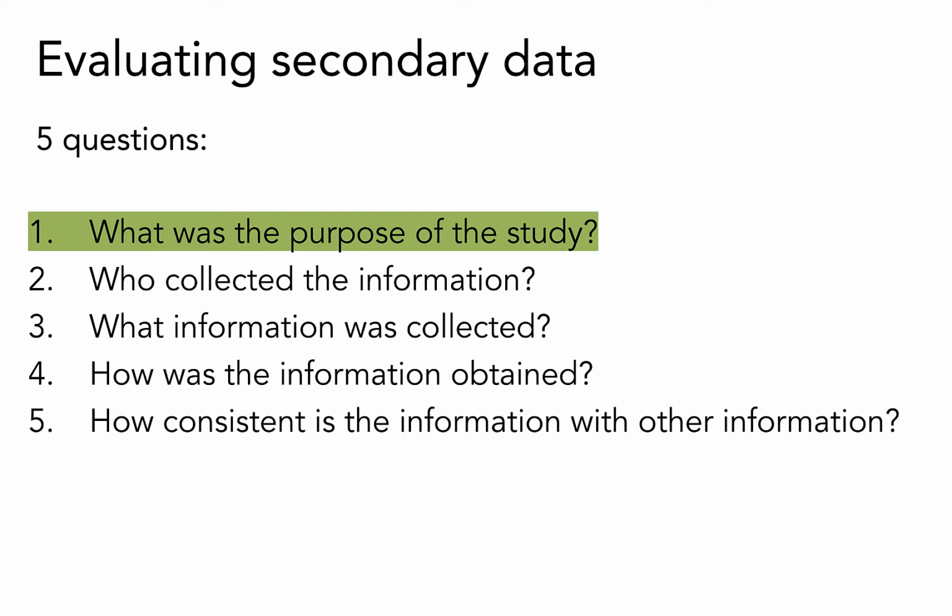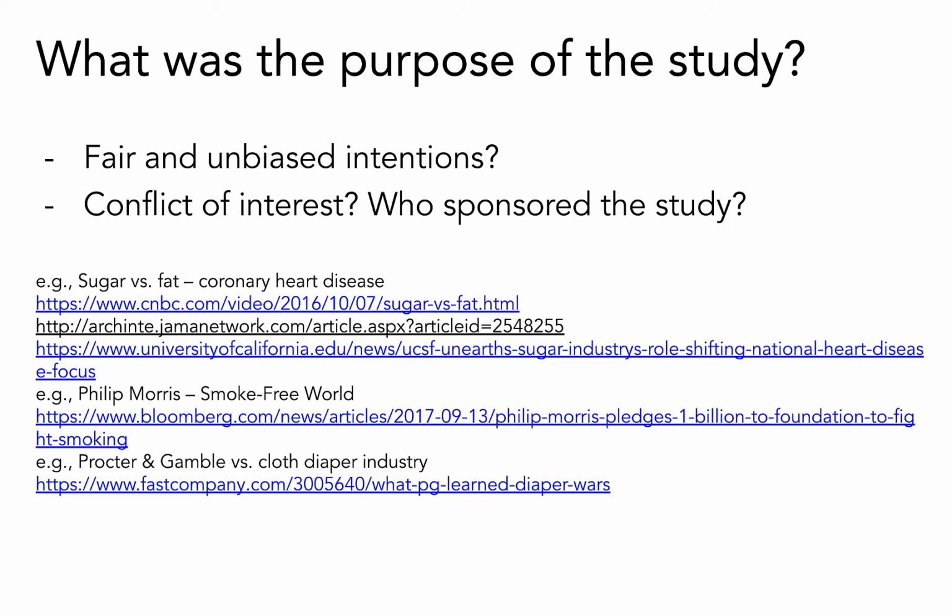And this brings me to the next questions, 5 questions to evaluate the quality of secondary data. The first thing you want to ask when you're dealing with secondary data is, what was the purpose of the study? Was there any bias, any hidden intentions? Was there any conflict of interest? Who sponsored the study? This is of crucial importance because the intentions with which the study was carried out can gravely impact the findings or the way the study was conducted.